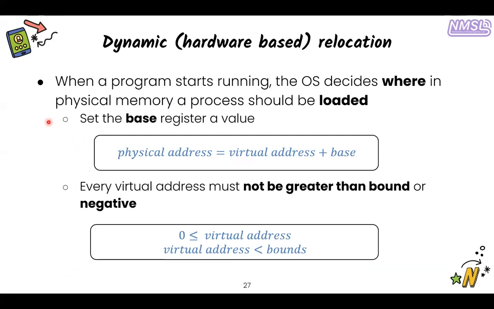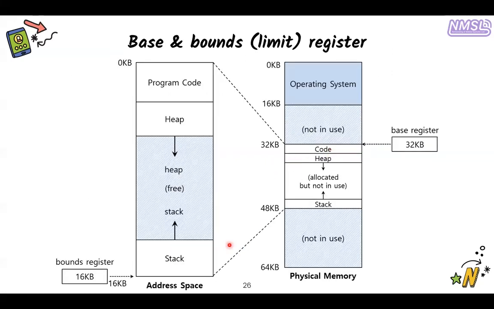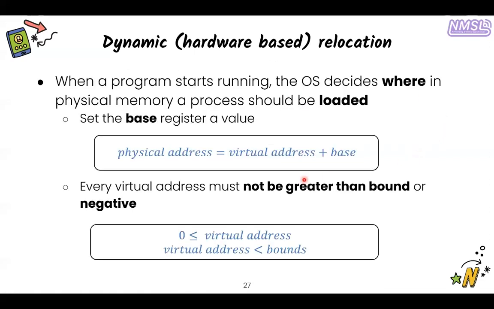So when a program starts running, the OS decides where in physical memory a process should be loaded, and that's the base register. Here, physical address is basically virtual address plus base. So physical address is virtual address, let's say 0, plus 32. And every virtual address, obviously, must not be greater than the bound, and it should not be negative.